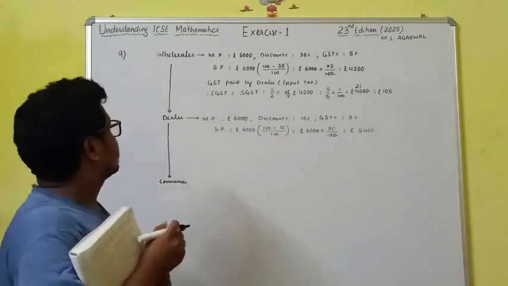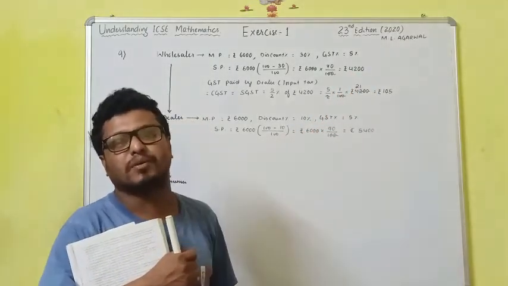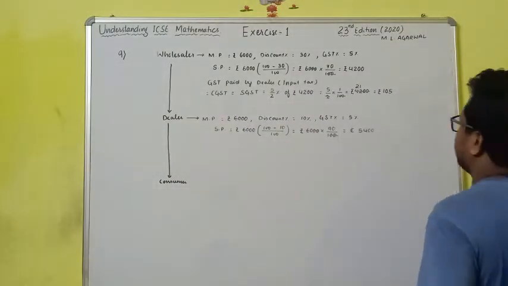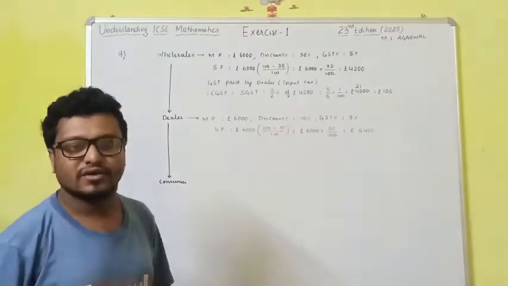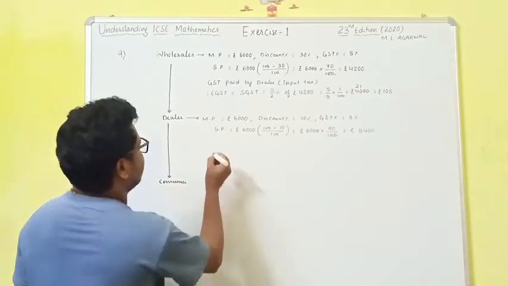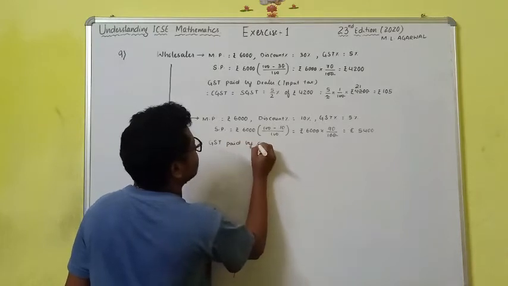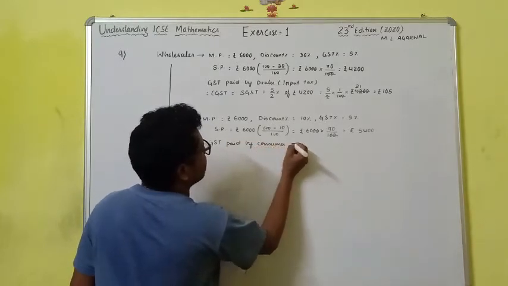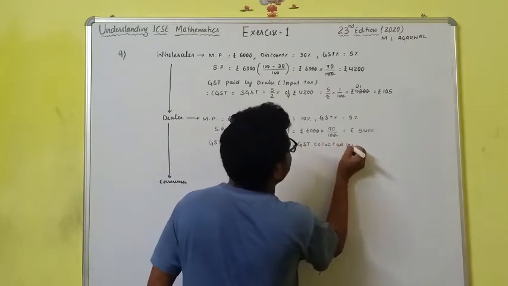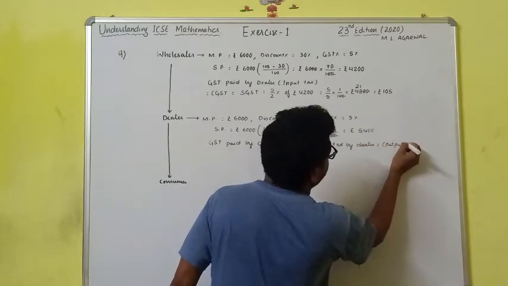See here, the wholesaler buys the article at 4,200 but sells it at rupees 5,400. Means he has made a profit of 1,200. So he has to pay tax on this 1,200. That's why, listen. Then GST paid by the consumer here, and GST collected by the dealer, which will be called your output tax.